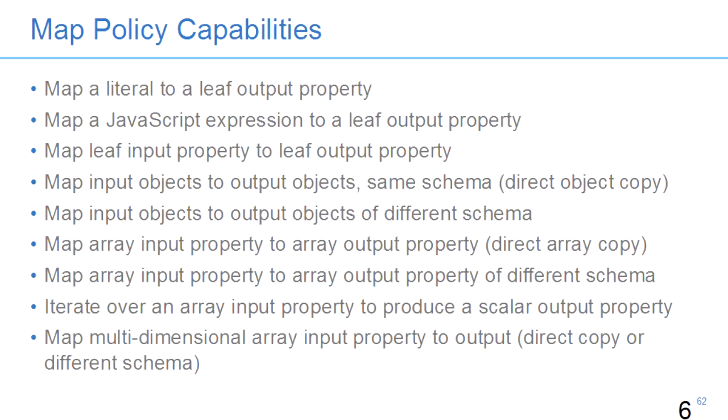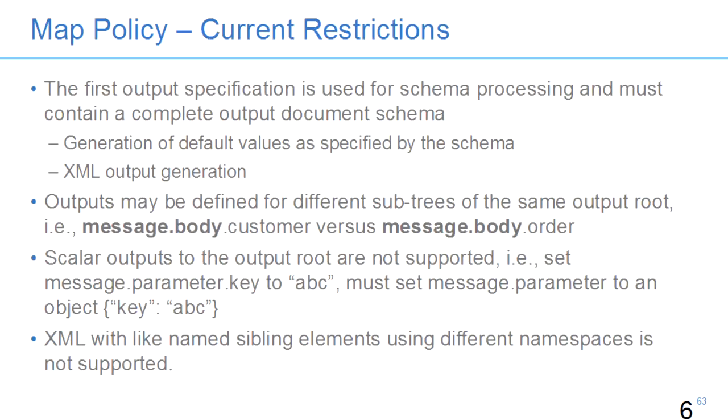Arrays, you can do direct array copies. You can do array copies where the elements of the array may have a different schema than what the source input schema was. You can iterate over array properties, and that could produce a scalar output. And then there is multidimensional array support. So if your input happens to have a multidimensional array, you can either directly copy it across, or again, you can create each portion of the output array, and each portion would then potentially have a different schema. So it's a very powerful capability to do this type of transformation.